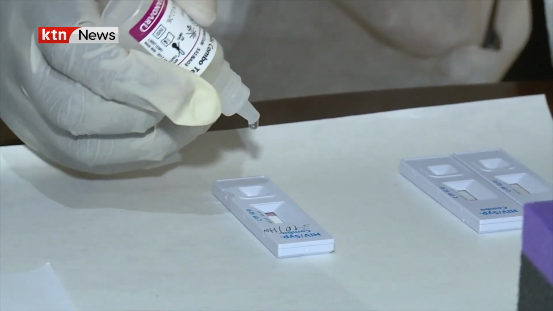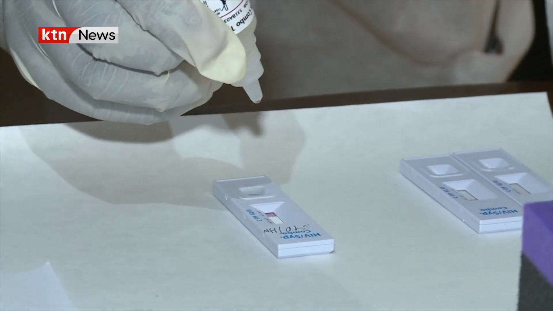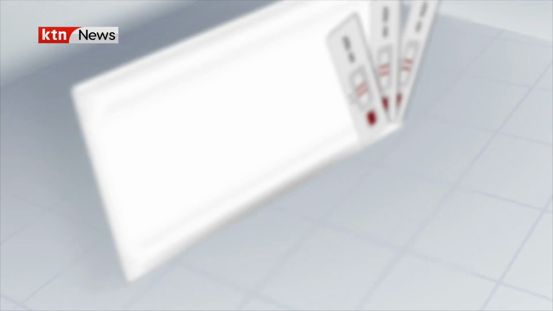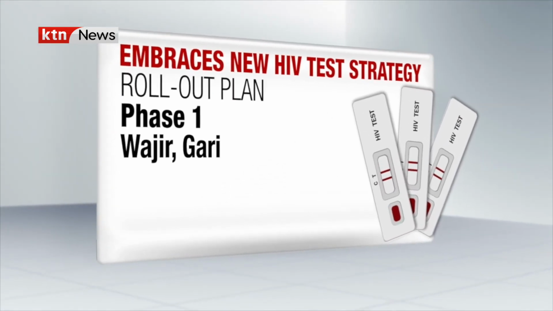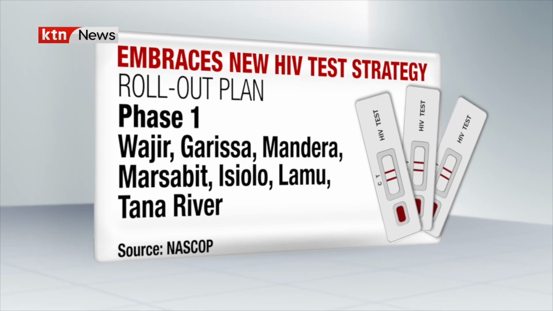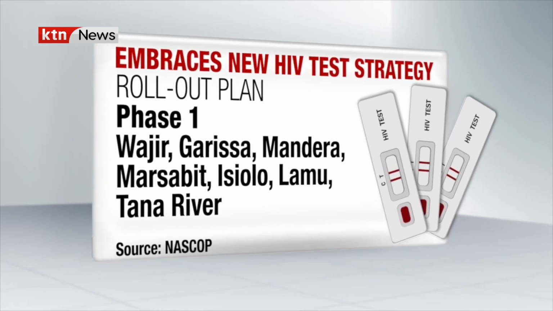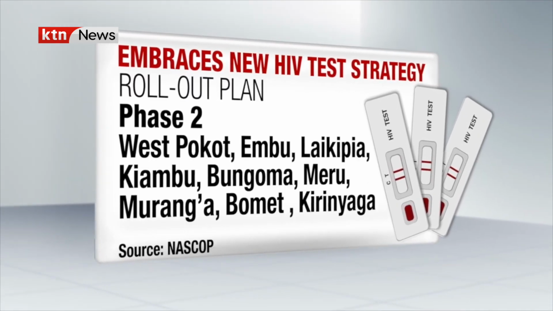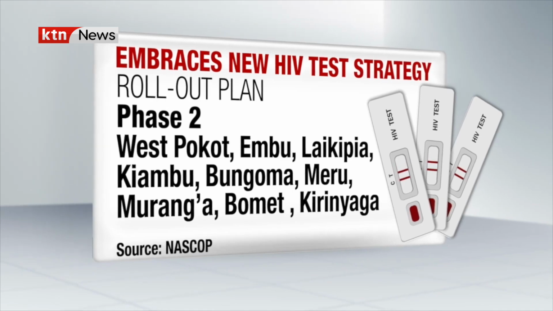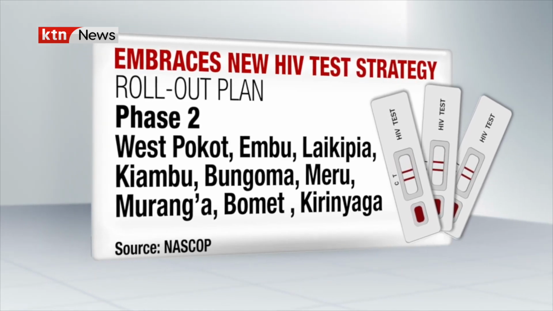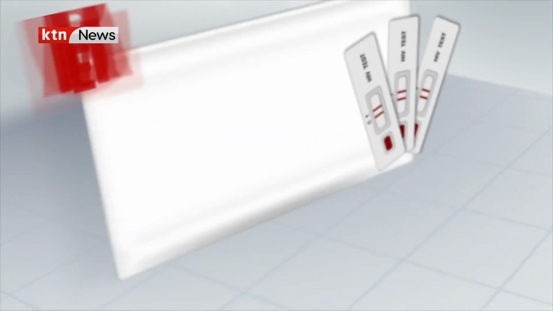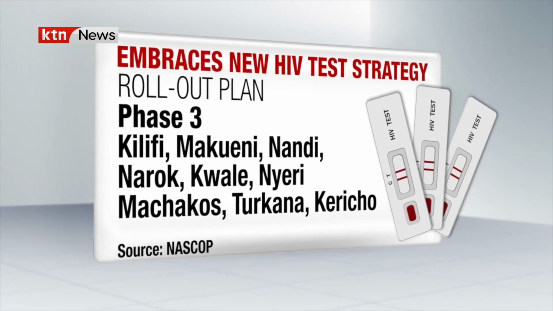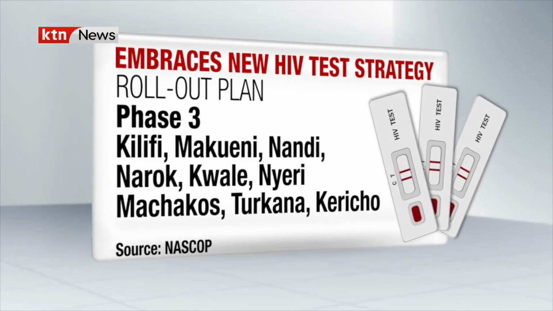The government now hopes to get the ball rolling by July 2024, when it plans to phase out the current testing strategy in phases. The regions selected for phase 1 rollout include Wajir, Garissa, Mandera, Marsabit, Isiolo, Lamu, and Tana River. In the second phase, counties like West Pokot, Embu, Laikipia, Kiambu, Bungoma, Meru, Murang'a, Bomet, and Kirinyaga will adopt the new testing strategy.